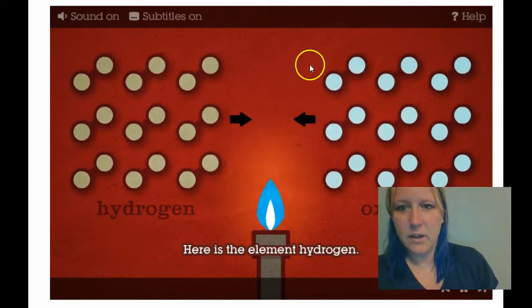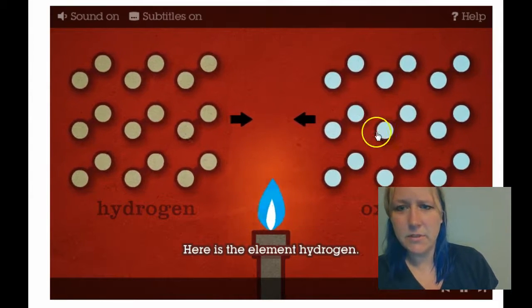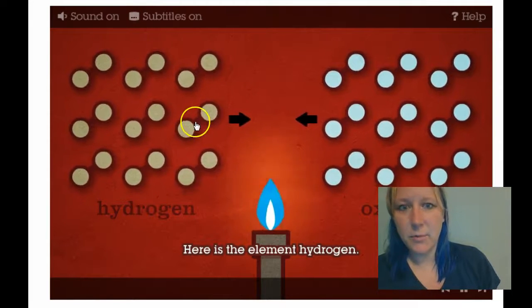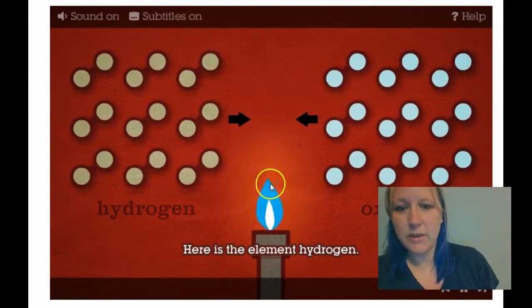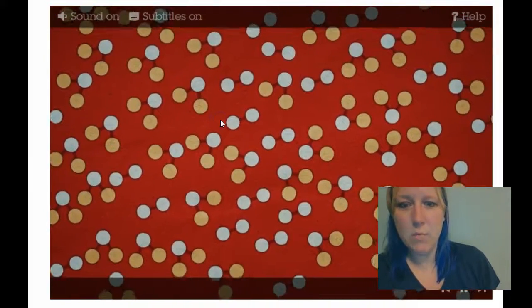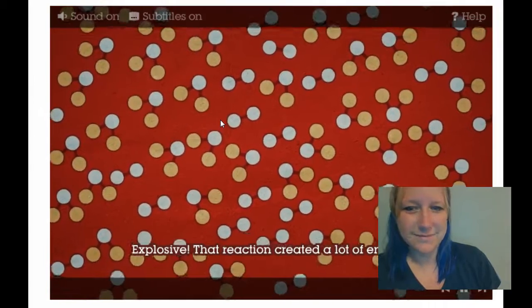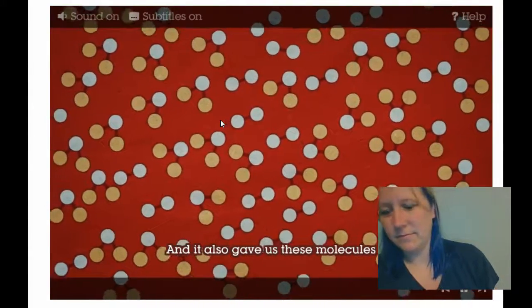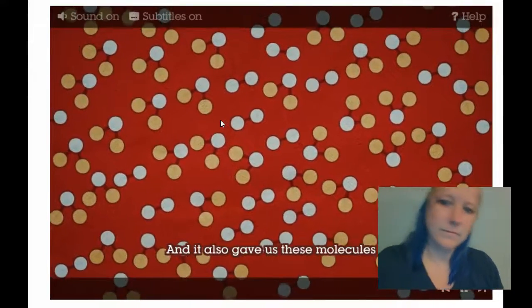Okay, so here's an element over here, which is a pure substance. Looks like O2. And over here is hydrogen, another pure element. And notice there's a nice chemical reaction happening here with the heat. We're going to put them together. Boom! Explosive. That reaction created a lot of energy. It also gave us these molecules with one oxygen and two hydrogen atoms.